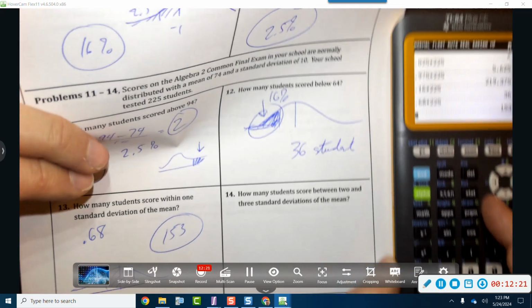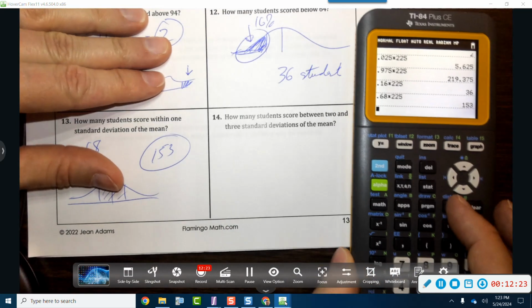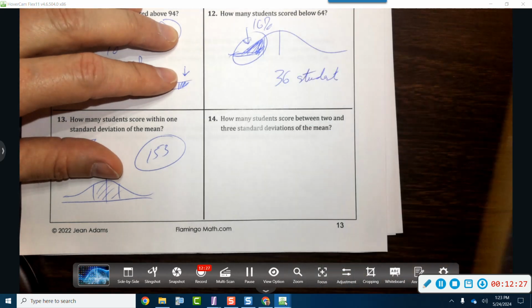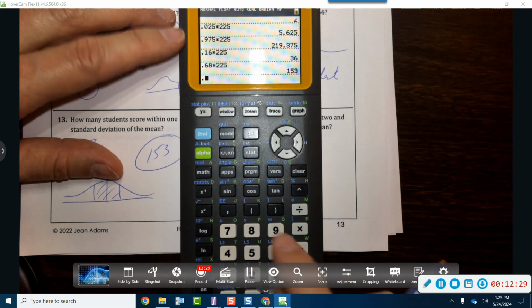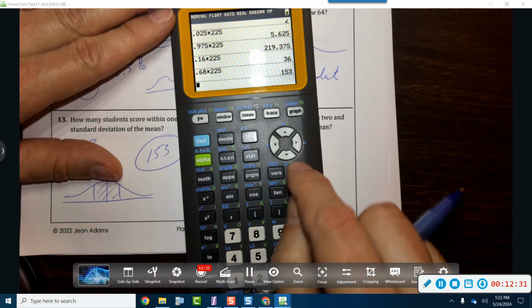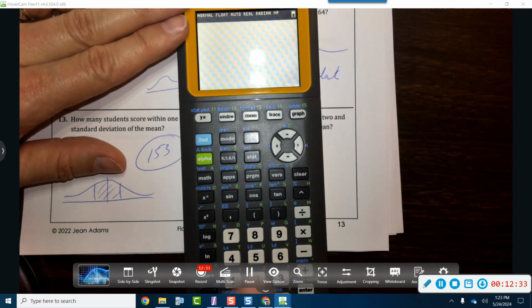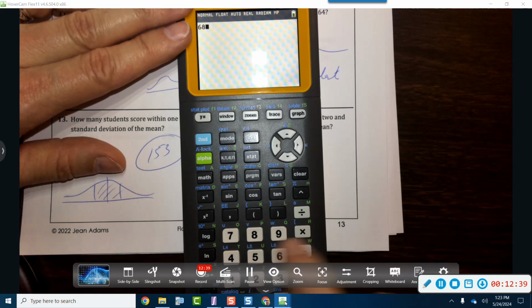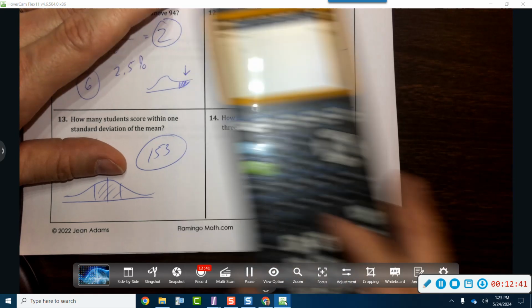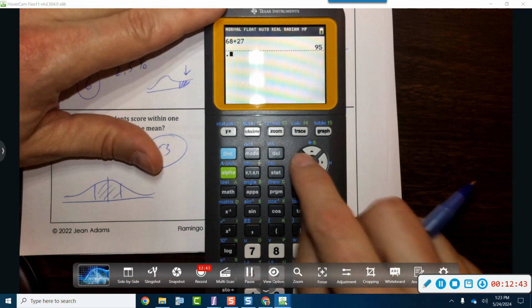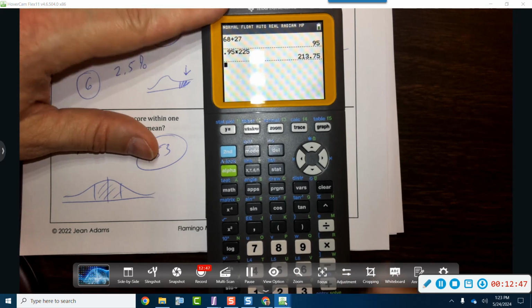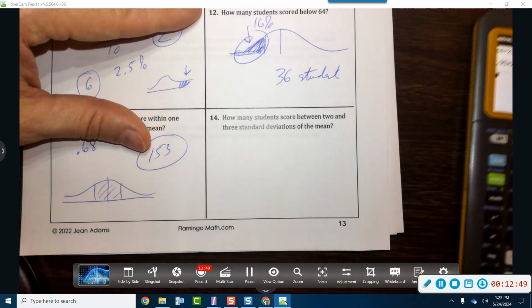How many performed within 2 and 3? Well, we know with 2 standard deviations, that is 95, right? Let's see. 13.5 plus 13.5 is 27. 68 plus 27 is going to be 95. So 0.95, that's 2 standard deviations, times 225. Okay, so we got 214 students for 2 of them.